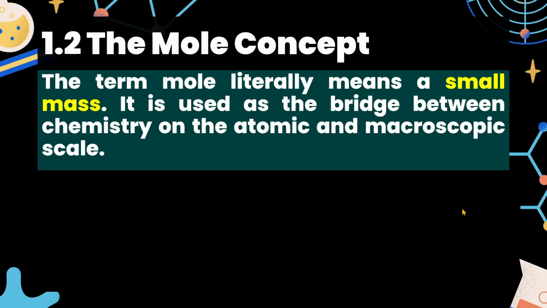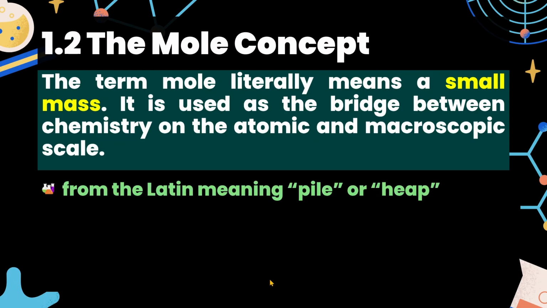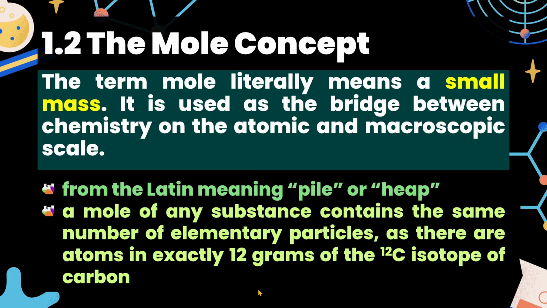Now let's talk about the mole concept. The term mole literally means a small mass. It is used as a bridge between chemistry on the atomic and macroscopic scale. The word mole comes from the Latin word for pile or heap. A mole of any substance contains the same number of elementary particles as there are atoms in exactly 12 grams of the carbon-12 isotope, or C12 isotope, of the carbon found in the periodic table. In other words, the mole connects what we can see with what we cannot see.